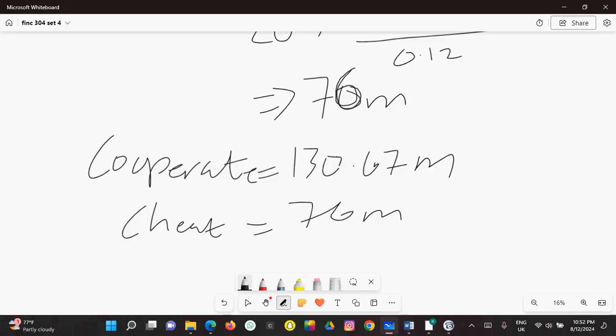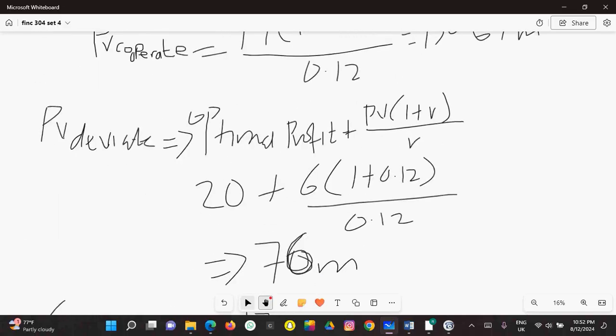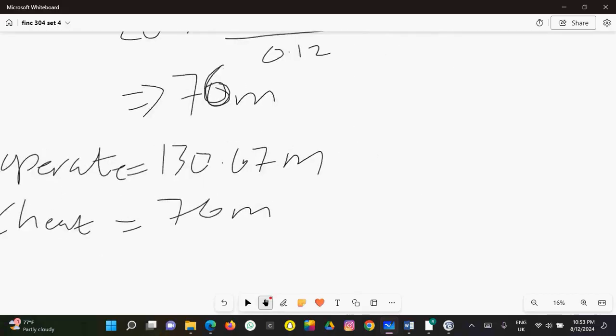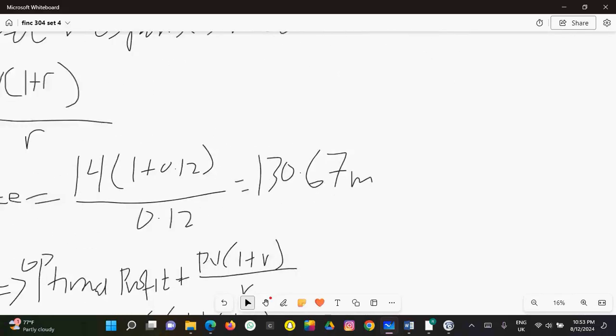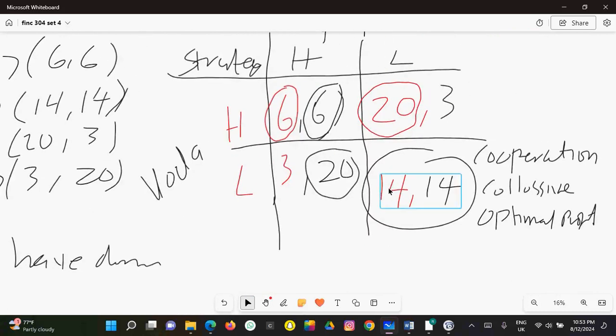Will you cooperate or will you cheat? But if cheat was 130 and the cooperation was 76, then it is likely that they will cheat. But since cooperation is higher than cheat, they will not have any room to cheat.